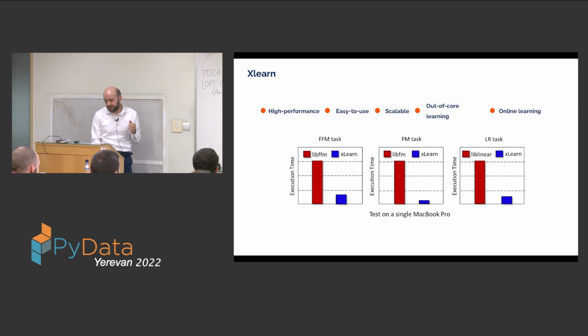It has out-of-core learning, so if the size of your data is very big and you cannot give it all at once, you can do it in batches, and it also has online learning. You do not need to retrain the model all the time. You can just give it the initial data. Here you can see the comparison on a single MacBook Pro with libFM, FFM, and linear: the performance, the execution time, how fast it is.